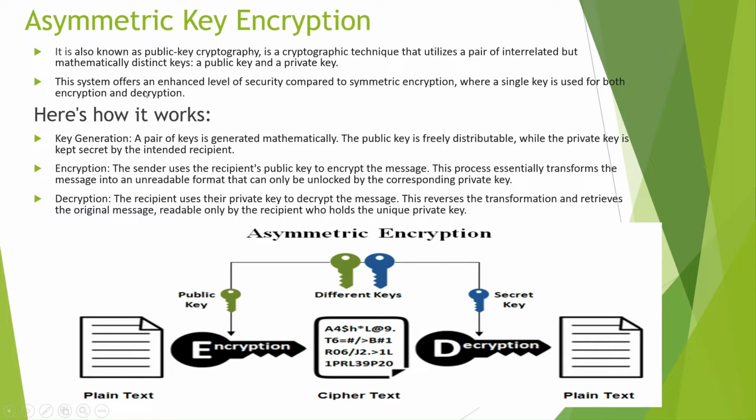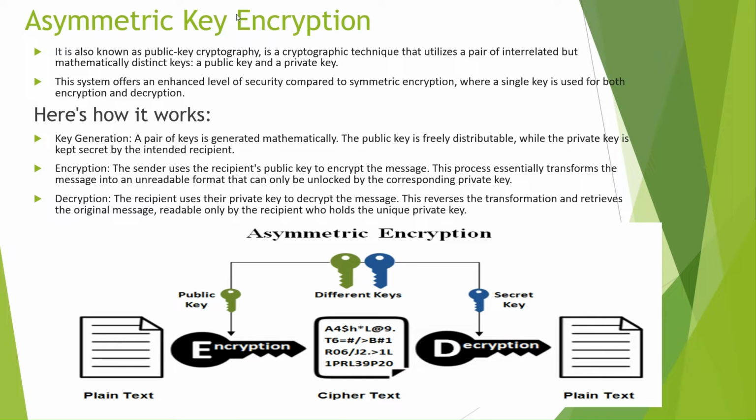So what is asymmetric encryption? In the last video, we saw that in symmetric encryption, we use the same key for encryption and decryption. But here is a little different concept: we use two different keys, one called the public key and another the private key. The PPT says it is a cryptographic technique that utilizes a pair of interrelated but mathematically distinct keys, a public key and a private key. It provides a higher level of security because the private key is more secure, and the public key you can send to anyone.